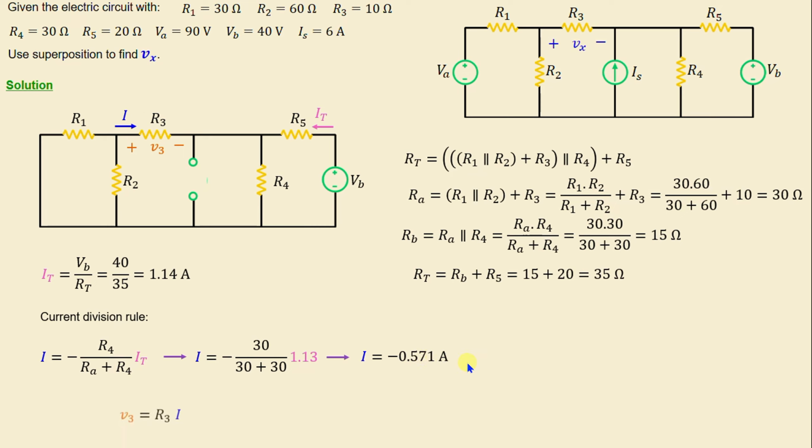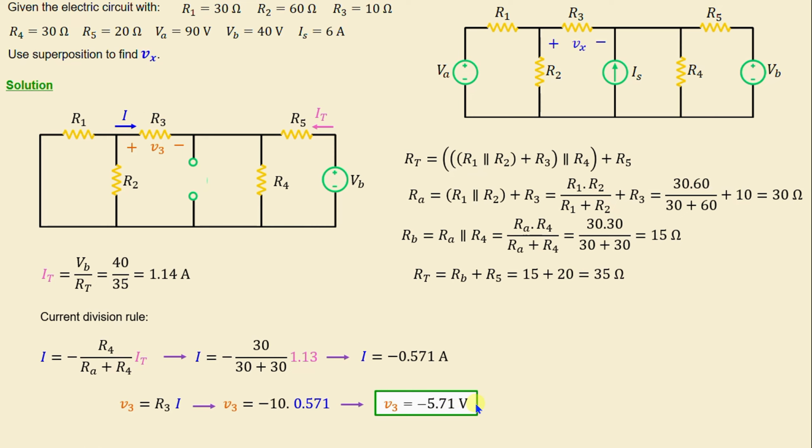According to Ohm's law, the voltage V3 across the resistor R3 is given by R3 times I. And if we replace R3 and I with their numerical values, we obtain V3 is equal to negative 5.71 volt.